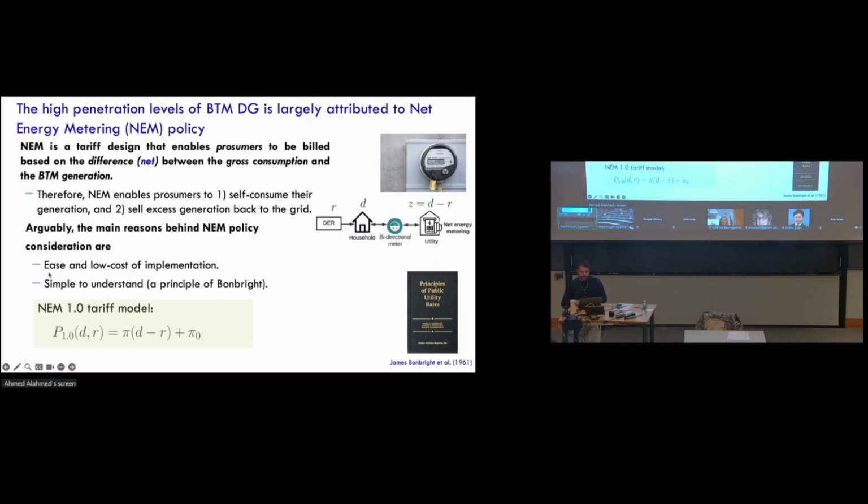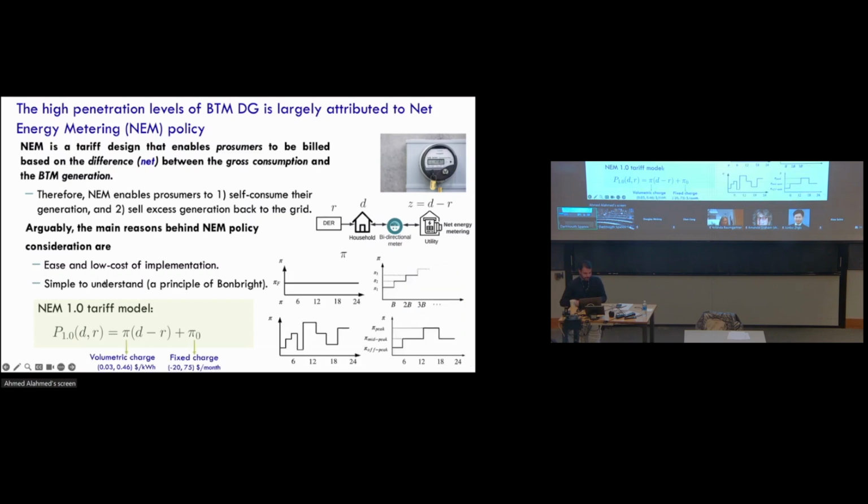Mathematically, the payment or the bill under net metering 1.0, which is the generic net metering implementation, is given by this function P, which has the consumption as an argument and the renewable generation as another argument. You are charged based on the net consumption, the difference between D and R, multiplied by the retail rate or the price that the utility designs. If D is greater than R, if you are net consuming, then you are buying from the utility. If D is smaller than R, then you are selling back to the utility. So under net metering 1, the price of buying and selling is the same. You have equivalent buy and sell rates.